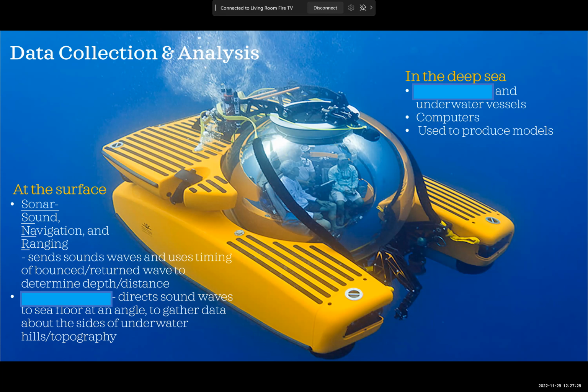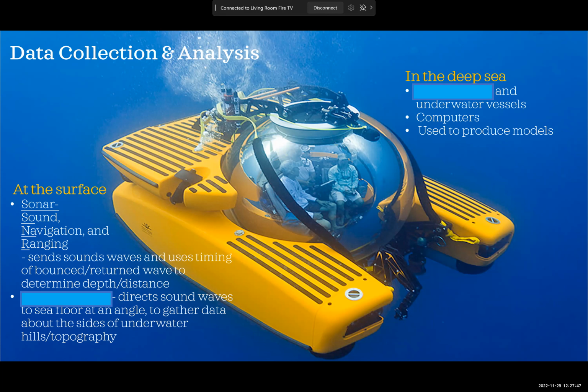All right, so this is when you send a sound wave at something and it bounces back and it tells you the distance. Very similar to ultrasounds that you get in the medical field, same kind of concept, right? Or echolocation. Yeah, or echolocation. And so it gives you an idea of the topography of the ocean floor or whatever you're looking at.